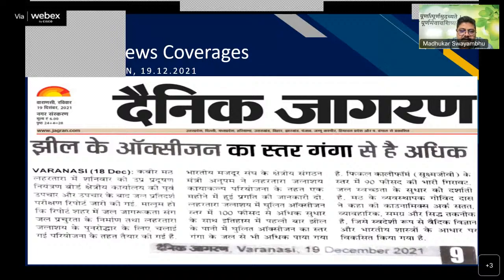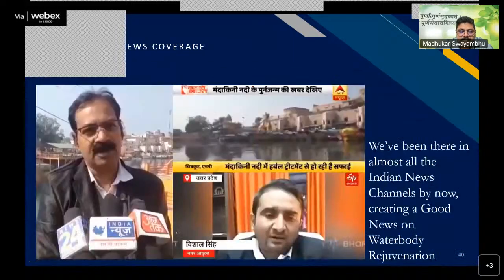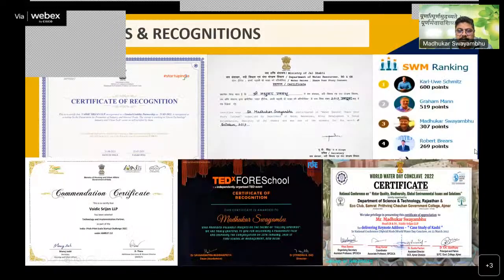So these news headlines you've already seen. This is from Dainik Jagran, Varanasi. This is Indian Express, Mathura case study. This is Mansi Ganga in Govardhan. This is ABP News, Mandakini. This is ETV Uttar Pradesh for Laldigi Lake in Ayodhya. This is again Aaj Tak and News 24 for Mandakini River.